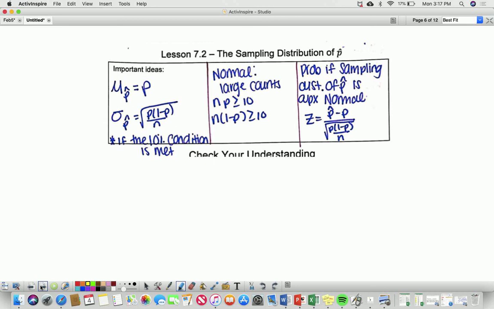So pause me real quick and work on the check your understanding with your group. Should be like 10 minutes. Come back, I'll go over it, and then we'll move on.